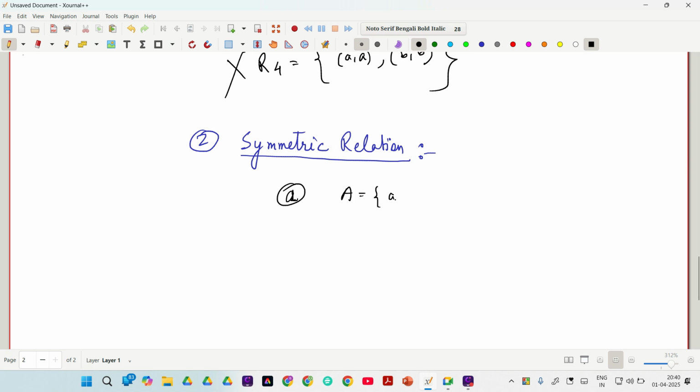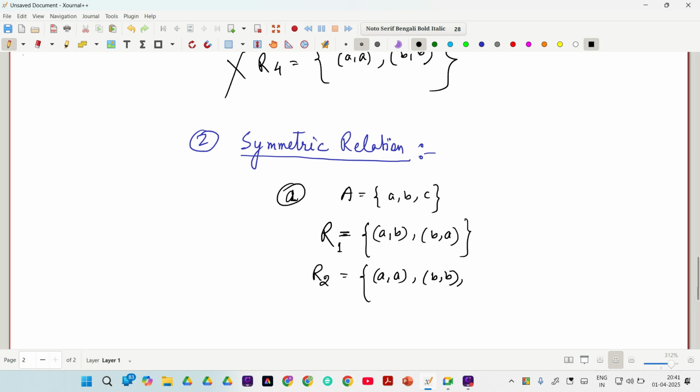There is a set A, B, C. Now I am defining a relation which is a subset of A cross A. This is R1: A comma A, A comma B, and B comma A. This is R2: A comma A, B comma B, C comma C, A comma B, B comma A.